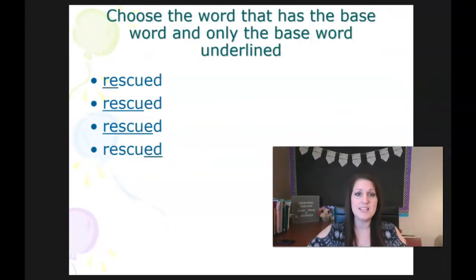I'll read this with you. It says, choose the word that has the base word and only the base word underlined. I don't know why they used base. I like to say root word better, but it's the actual main word. We're not talking about the prefix, we're not talking about the suffix. So rescued. If you look at this one, this is not a prefix because if we take off "re," we have "skewed." So that one's not even a prefix, suffix, nothing.